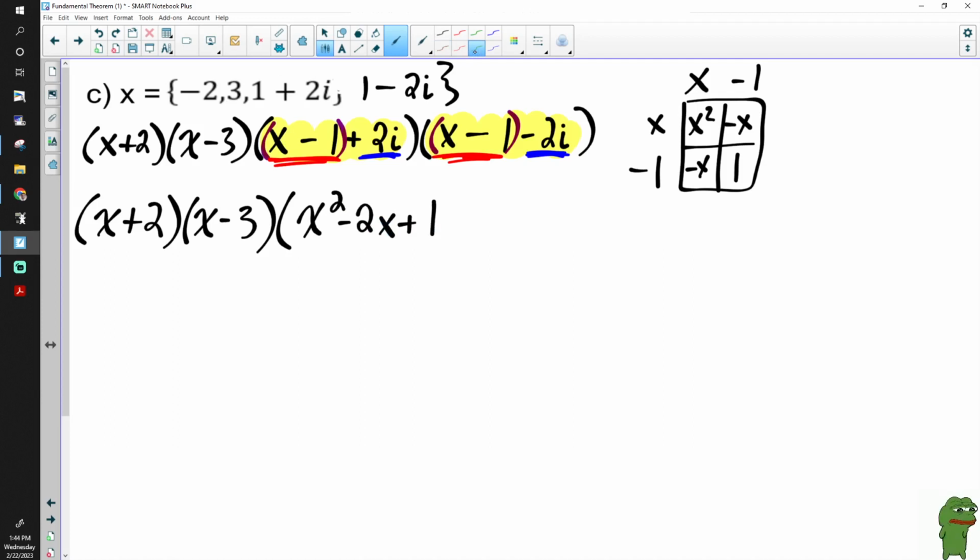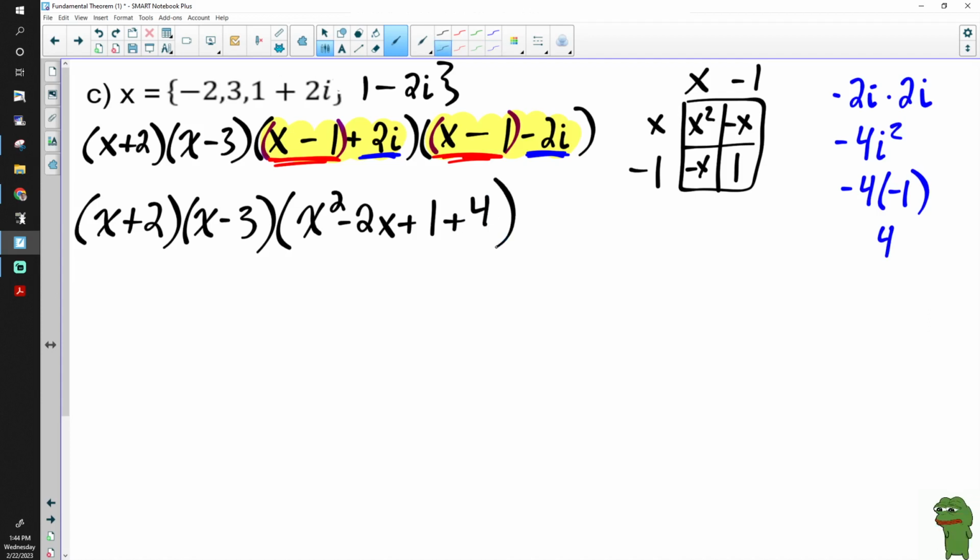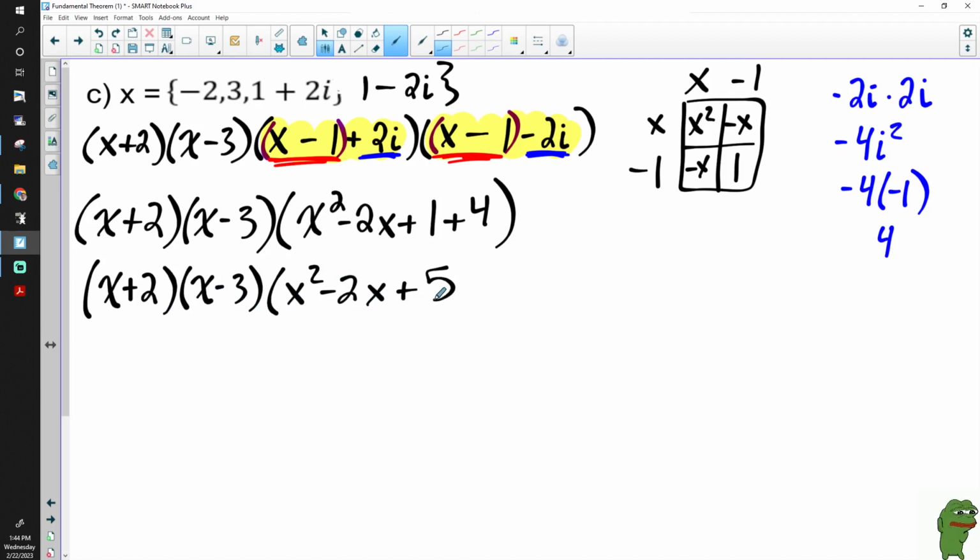I'm going to do my blue off to the side. Negative 2i times 2i. Negative 2 times 2 gives me the negative 4. i times i is i squared. We know i squared is negative 1, so negative 4 times negative 1 gives us positive 4. So I'm going to add 4 onto the end of this. So I have x plus 2, x minus 3, x squared minus 2x plus 1 plus 4 is 5.